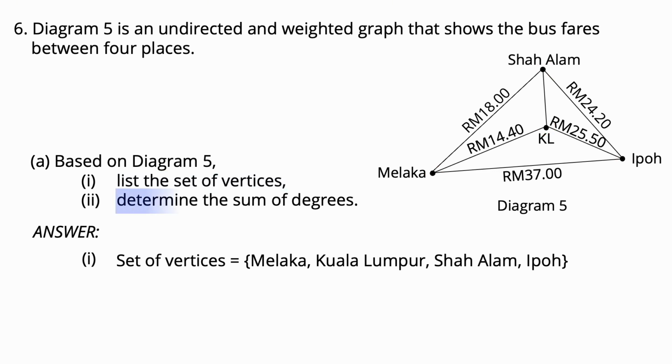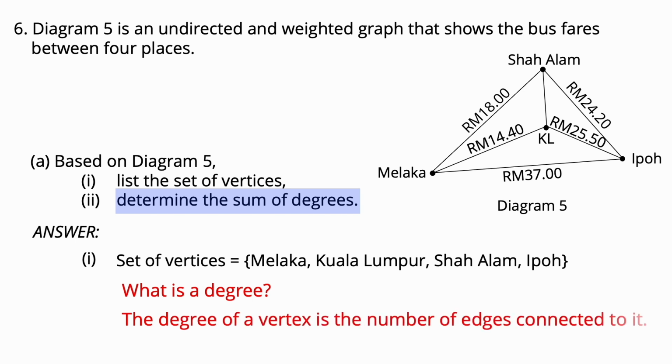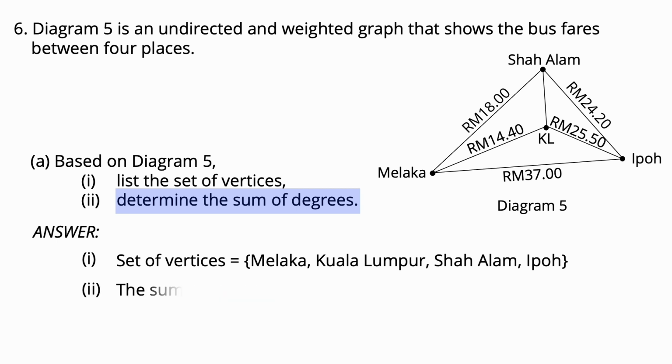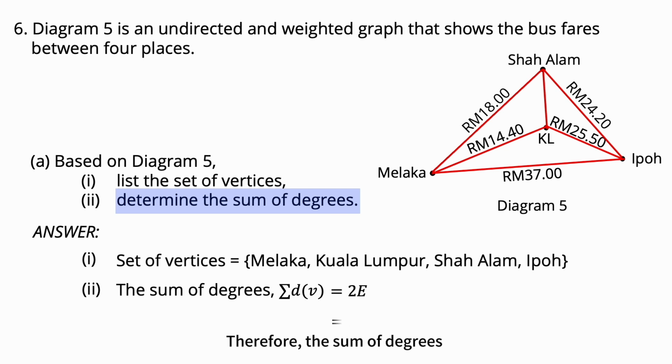B. Determine the sum of degrees. What is a degree? The degree of a vertex is the number of edges connected to it. A formula in graph theory: the sum of all degrees equals 2 times number of edges. There are 6 edges in diagram 5. 1, 2, 3, 4, 5, and 6. Therefore, the sum of degrees equals 2 times 6 equals 12.